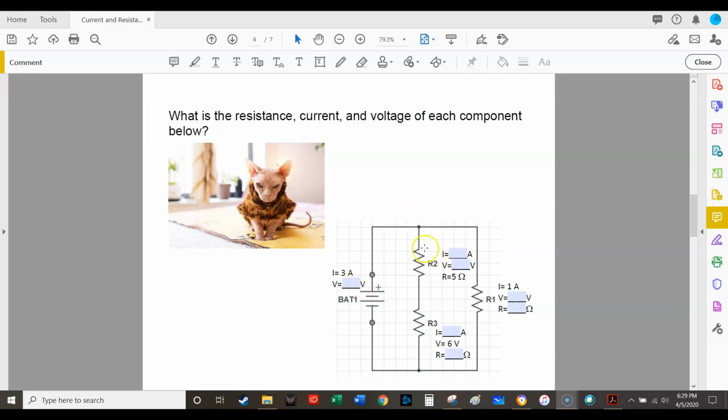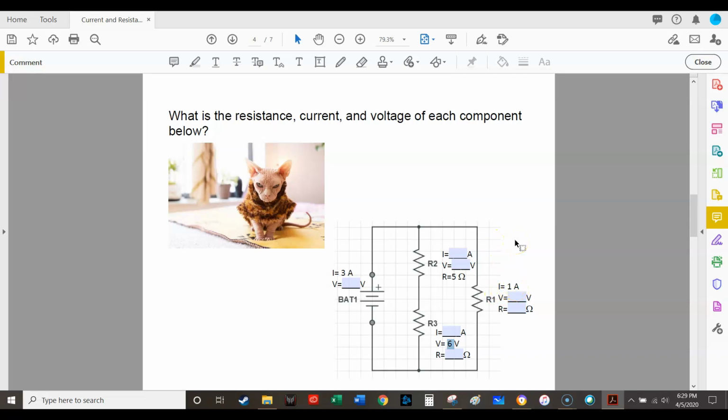What looks like R2 and R3 are in series with each other. We know R2 is 5 ohms, and we know R3 is consuming 6 volts. We know R1, which is in a branch that is parallel to R2 and R3, which is then in parallel with the battery. So we know R1 is getting 1 amp.